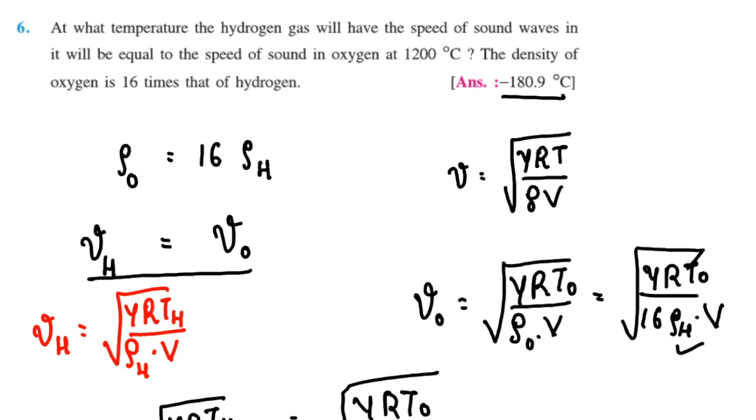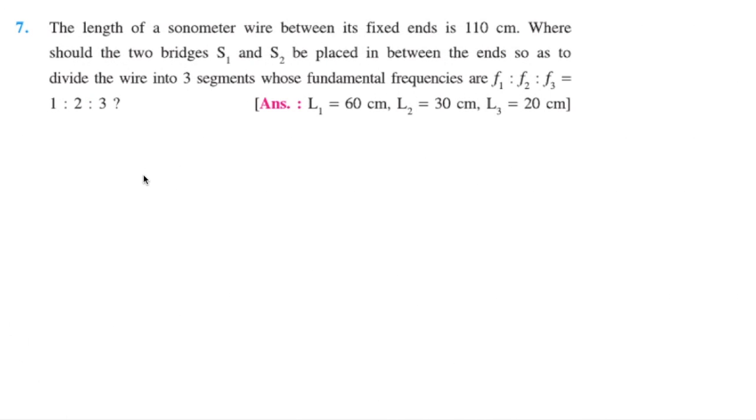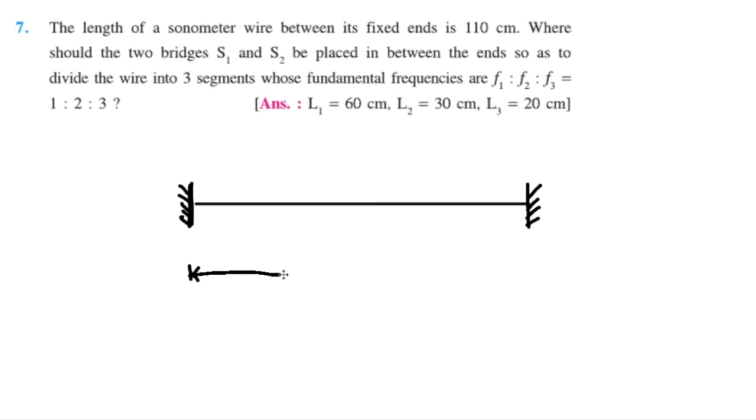Now the next question is the 7th question. In this question, the length of the sonometer wire between its fixed ends is 110 centimeter. The sonometer wire is between two fixed ends. Let us say this is my straight wire between two fixed ends. This distance is already given to you, that is 110 centimeter.